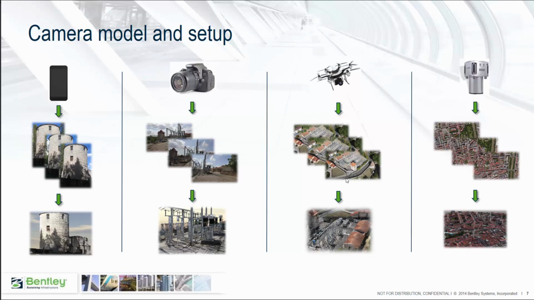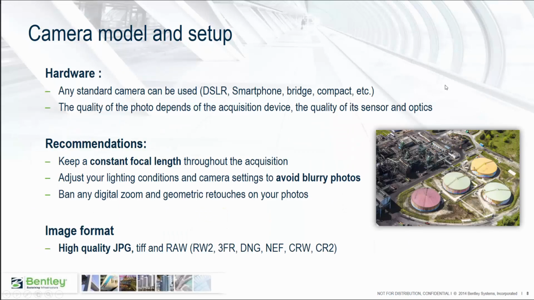Now let's dig into the camera model and setup. Photos can be acquired by a wide array of devices, from the common smartphone, DSLR camera, cameras mounted on drones, to top-notch cameras for large-scale mapping. Regarding the camera model and setup, any standard camera can be used, as we saw before, but the quality of the photo depends on the acquisition device, the quality of its sensor and optics. For example, for the same amount of megapixels, a camera with a larger sensor will produce photos of better quality.